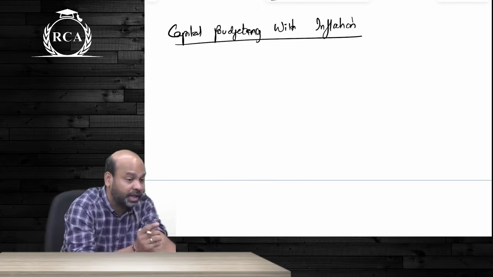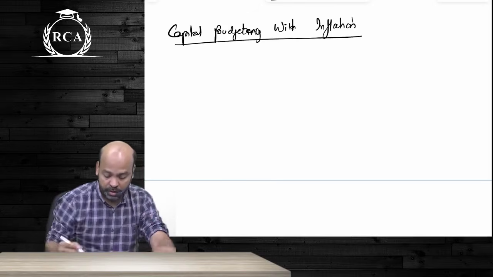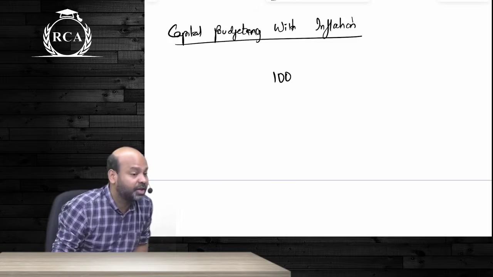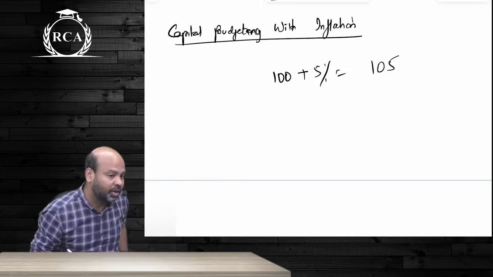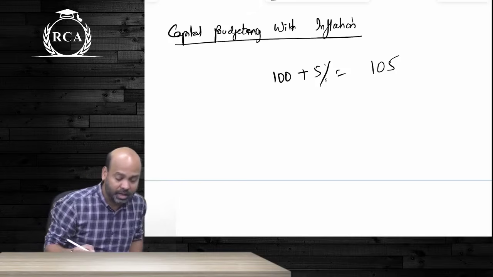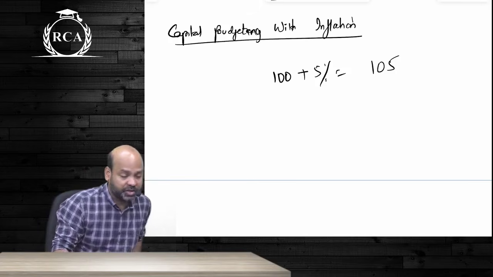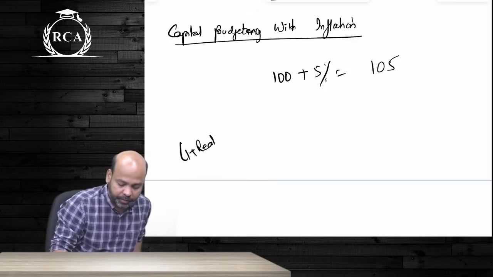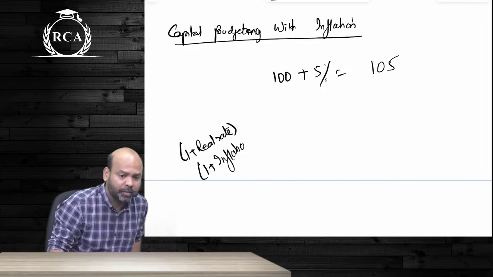Which means that the NPV under both the approaches would have a difference. See, let's say that your real cash flow is 100 and the inflation rate is 5%. So the nominal cash flow will become 105. Let's say that the real discounting rate is 10% and the inflation rate is 5%. So what will be your nominal discounting rate? 1 plus real rate into 1 plus inflation rate.